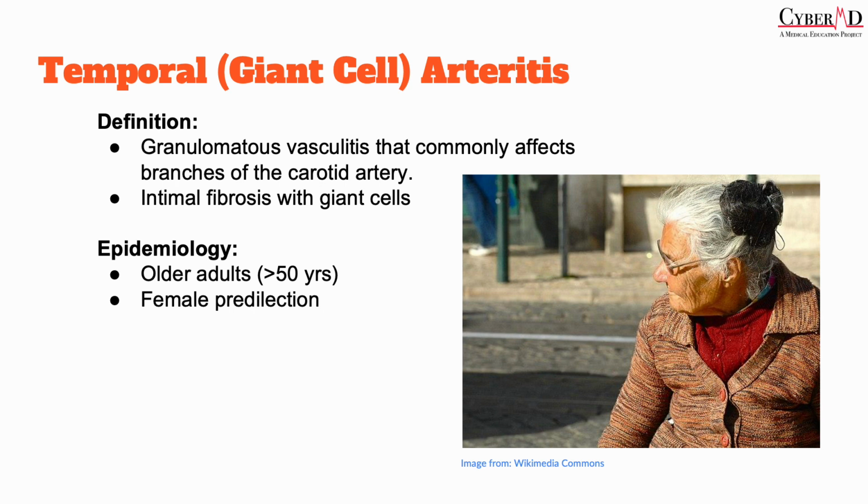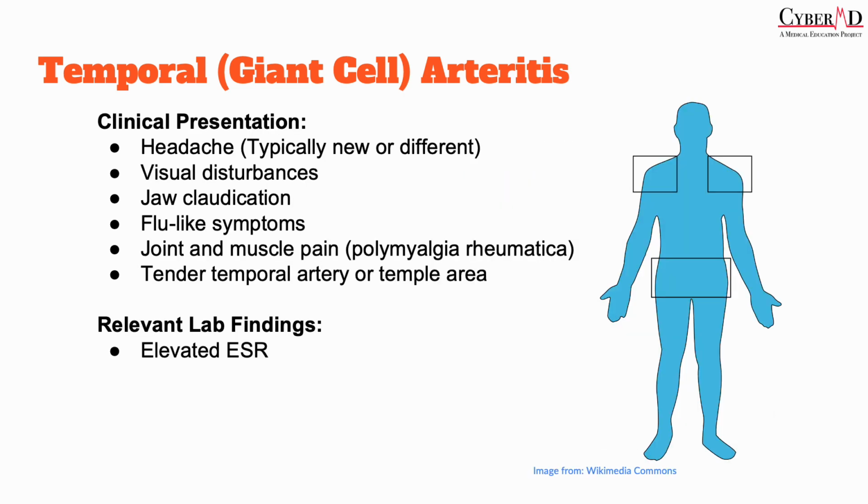Okay, we're going to keep moving on into the second type of large vessel vasculitis, which is temporal arteritis or giant cell arteritis. And this is a granulomatous vasculitis that commonly affects branches of the carotid artery. It is the most common form of vasculitis in older adults, especially in women who are over the age of 50 years old.